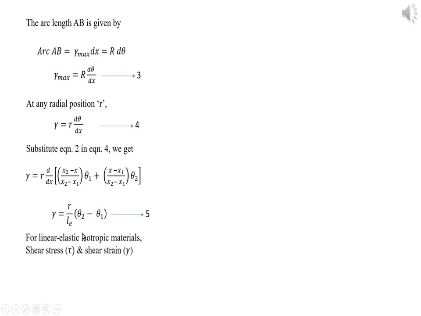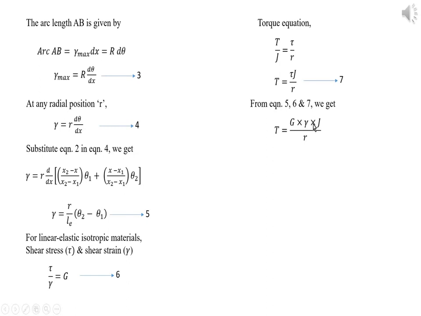Next, by using Hooke's law for linear elastic isotropic materials, the relationship between shear stress and shear strain within the elastic limit is given by tau equal to G into gamma, where G is the shear modulus. Let me call this equation 6. We know the torque equation is given by T by J equal to tau by R. Rearranging it, we write torque T equal to tau into J divided by R. Let me call this equation 7. Now from equations 5, 6 and 7, we'll get T equal to G into gamma into J by R.